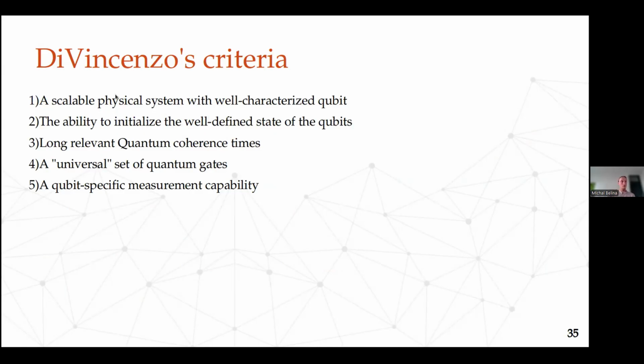So, but for those who never saw this, the first criterion states that of course you have to have well characterized qubits, and you have to have loads of them. The second criterion means that you need to define nicely what your starting position is when you start your calculation, and how easily this state can be achieved.